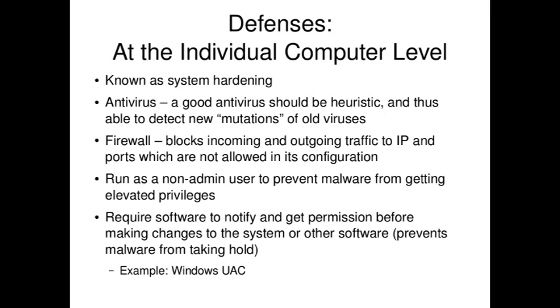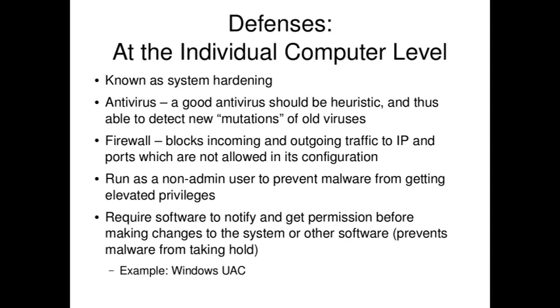At the individual computer level, some things you can do to defend your computer is make sure you have a good antivirus. You need to make sure that it's heuristic, which means that it does not rely on matching exact code of a virus. This is important because a lot of modern viruses mutate. There's a variety of different types of mutations. They're really nifty. We'll get into it in the future.